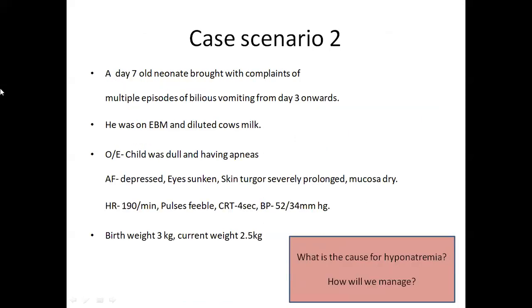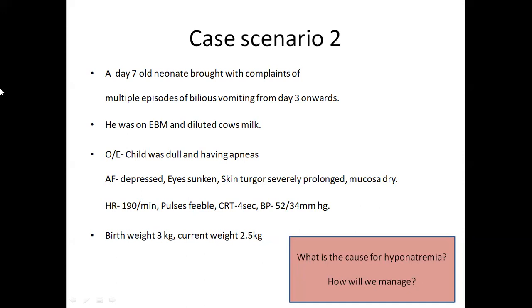Now I need to get the answers for this scenario from you. So now I won't talk, you people have to talk. A 7-day-old neonate with multiple episodes of bilious vomiting. The child was on exclusive breastfeeding. On admission, the child is dull and recurrent apneas are there. Eyes are sunken and severe signs of dehydration are there. The child is in shock. Birth weight was 3 kg, current weight is 2.5 kg.